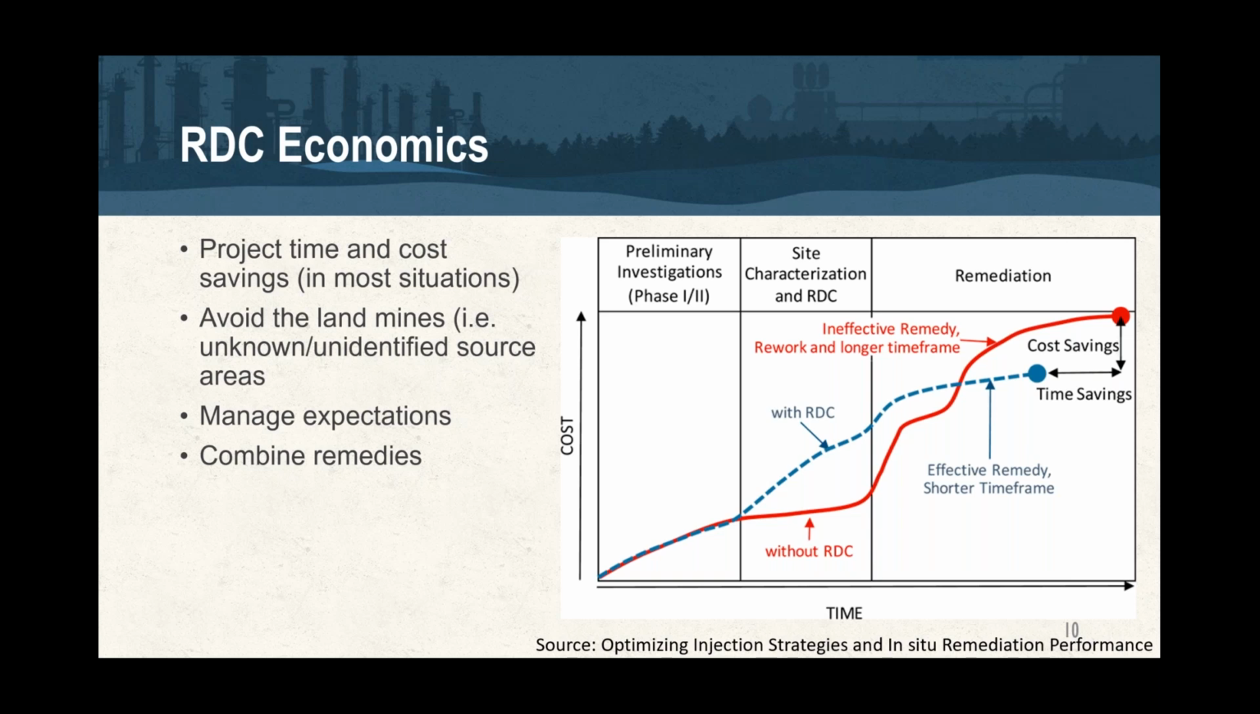And that's all tied in with this image that you see on the right. This comes out of that ITRC optimizing injection strategies and in situ remediation performance document that I referenced earlier. And so you can see when you get to the phase 1, phase 2 preliminary investigation phase, costs and time are the same, but where they diverge is where you start the RDC process, where you're going to incur some additional cost during this phase, but it's ultimately going to shorten the project time frame and thereby also save some money long term.